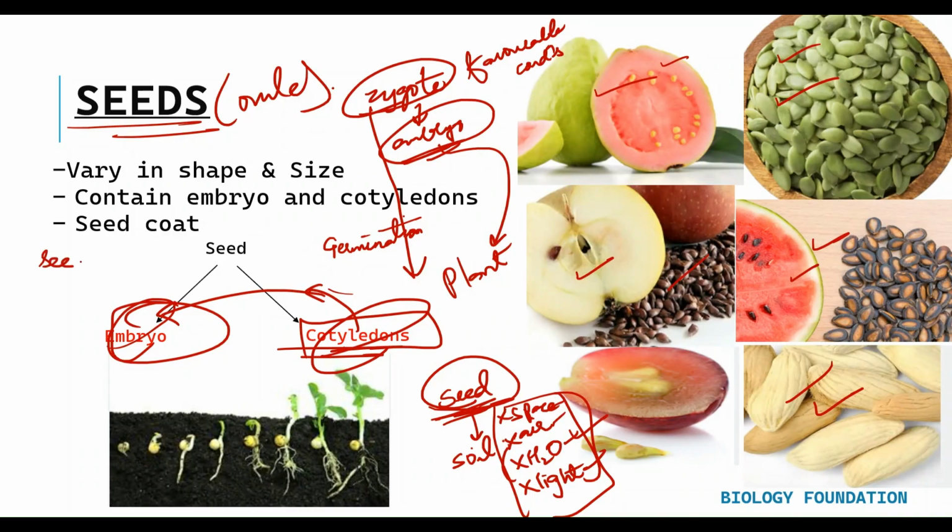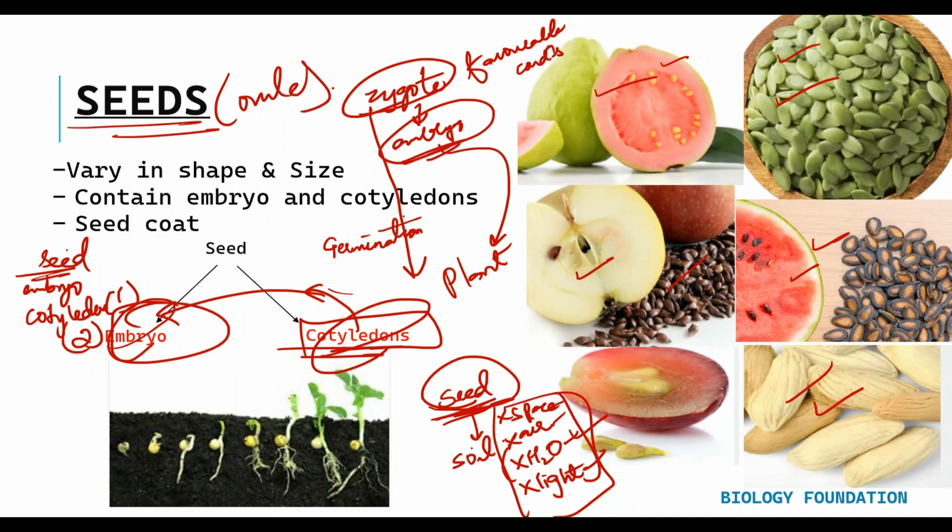Inside the seed you have the embryo, and this embryo is surrounded by cotyledon. Either it can be one cotyledon if it is a monocot, or two cotyledons if it is a dicot. Monocots are basically your rice, maize, wheat. Okay, dicots are mango, neem, peepal. All these plants are dicots, where the seed is surrounded by two cotyledons. So the seed has embryo and cotyledons in it.